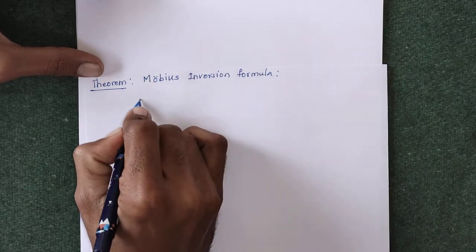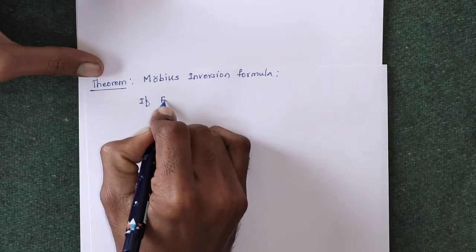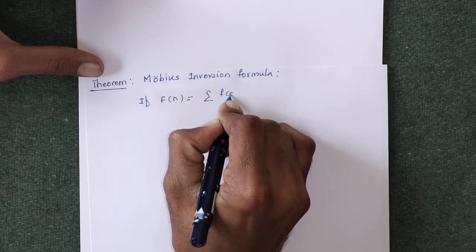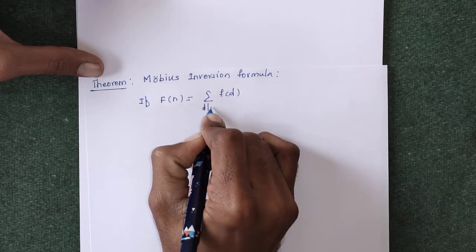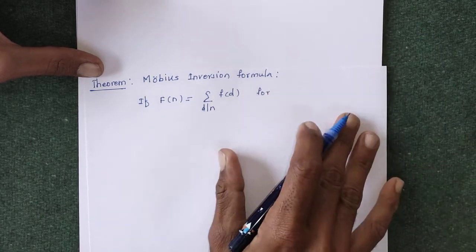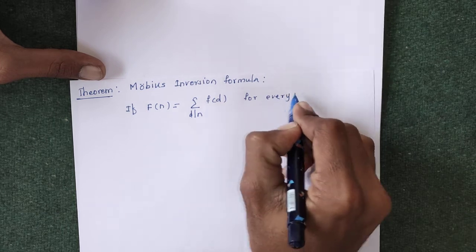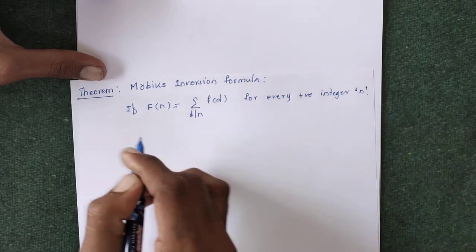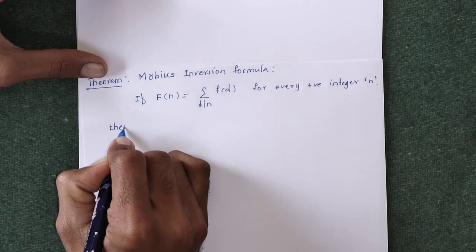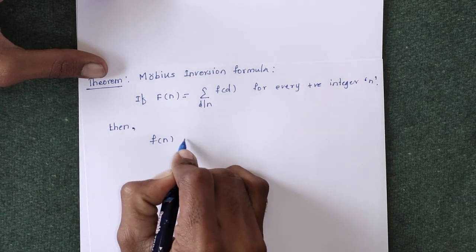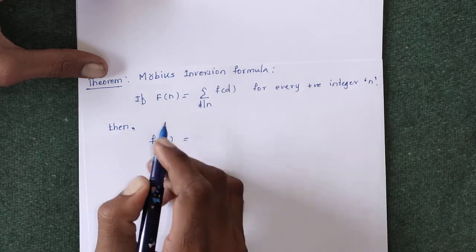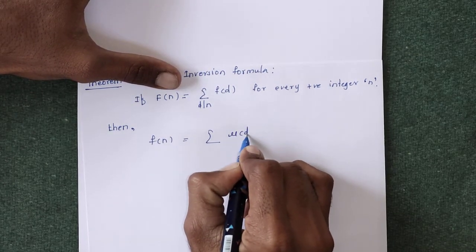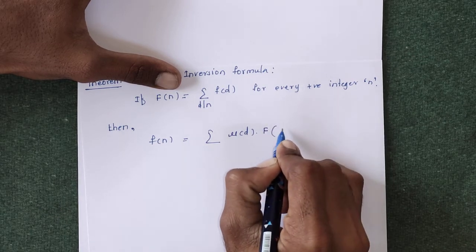The statement of the theorem is: if capital F of n is equal to the summation of small f of d, where d divides n, for every positive integer n, then small f of n is equal to the summation of mu of d into capital F of n upon d.